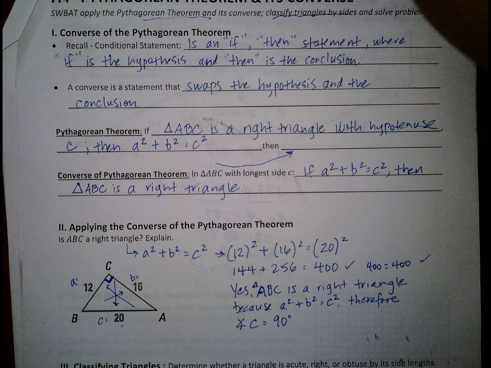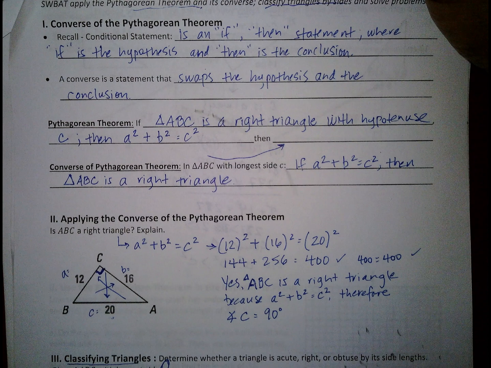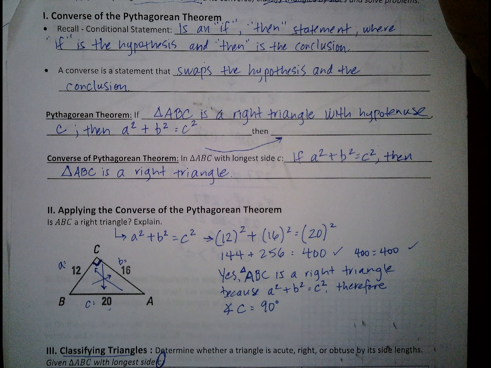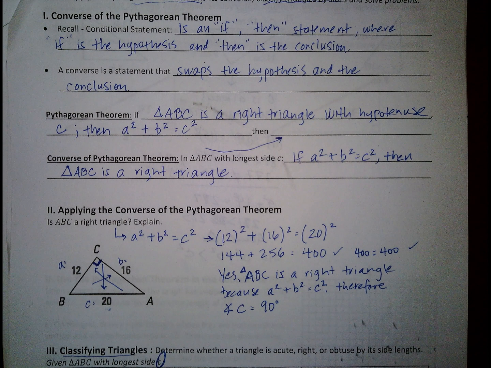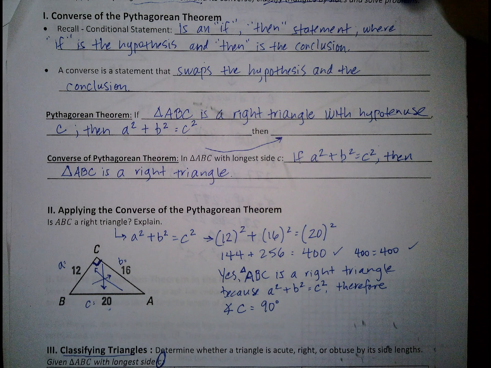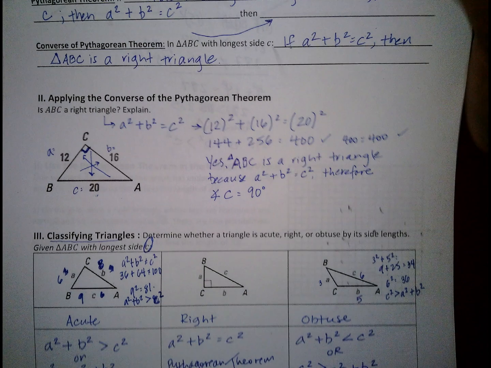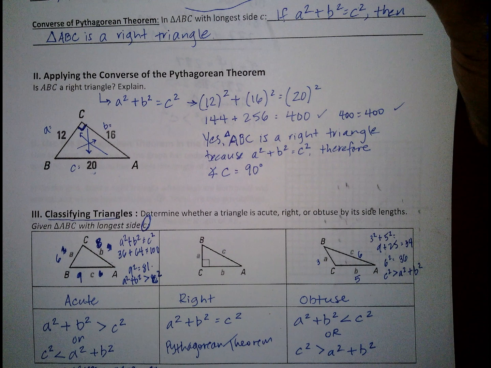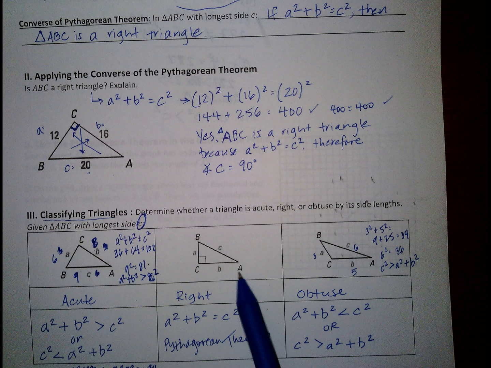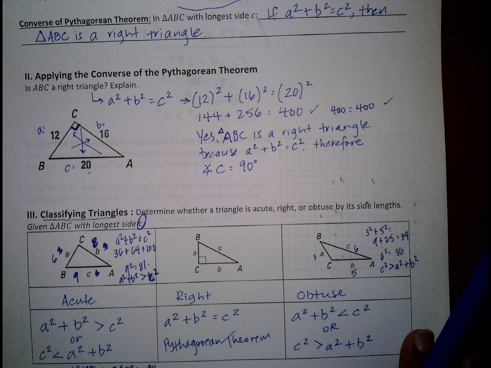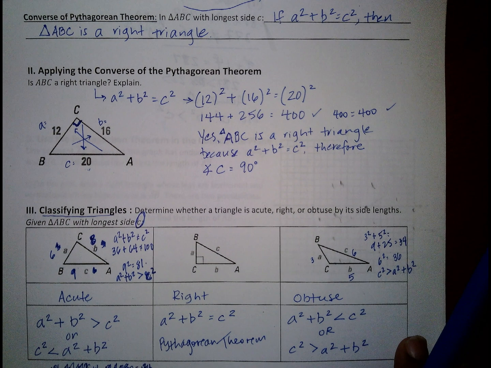Now, what if I was trying to determine whether a triangle is acute, right, or obtuse just by using its side lengths? Here it states, given triangle ABC with longest side C. You're going to see a lot of scribbles and stuff that I did. I'm going to explain everything, okay? So we can determine whether triangles are acute, right, or obtuse based on their side lengths. Here's how to do that. If we have a triangle with a right angle marking in it, its side lengths are going to make the Pythagorean theorem true.